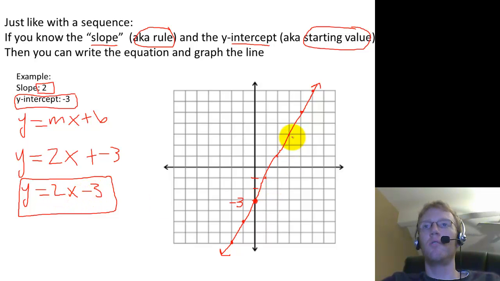The slope is 2, so no matter where you find a spot on this line, it's always up 2 over 1, up 2 over 1. And the starting value is -3, so the y-intercept there is -3.